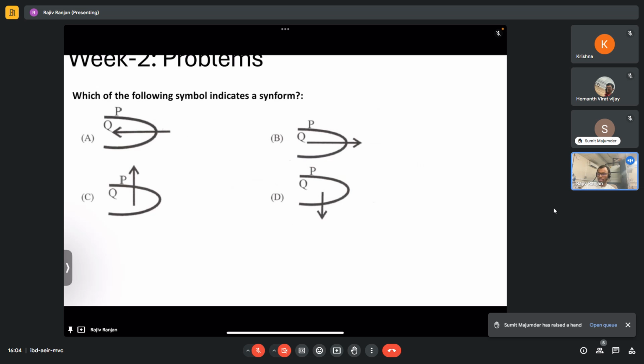Okay, so this is a diagram, this is a symbol. Try to find out which indicates synform. Option A, option B, option C. What do you think? So what do we know? We know synform means both the beds are dipping towards each other. Antiform means both of the beds are dipping away from it, right?